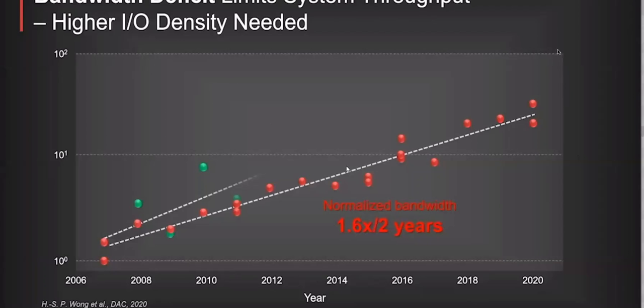So if we summarize this talk, I'm going to have a few more slides. If you look at the bandwidth deficit that limits the system throughput, this is 2006, and this is 2020, which is today. Normalized bandwidth is increasing by a factor of about 1.6 every 2 years.